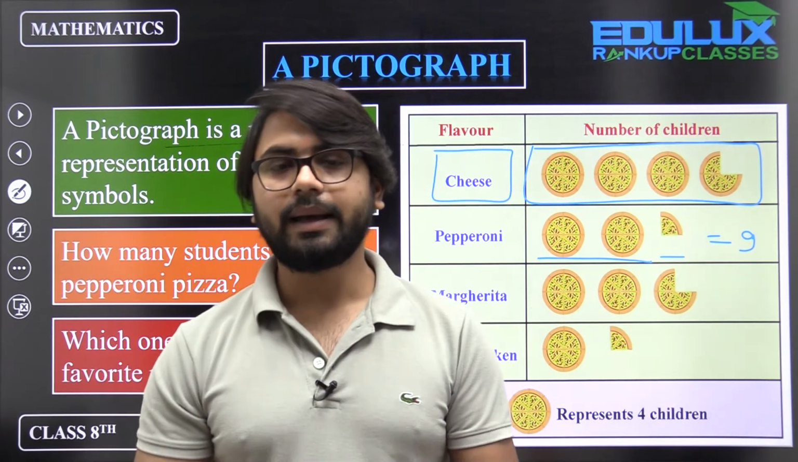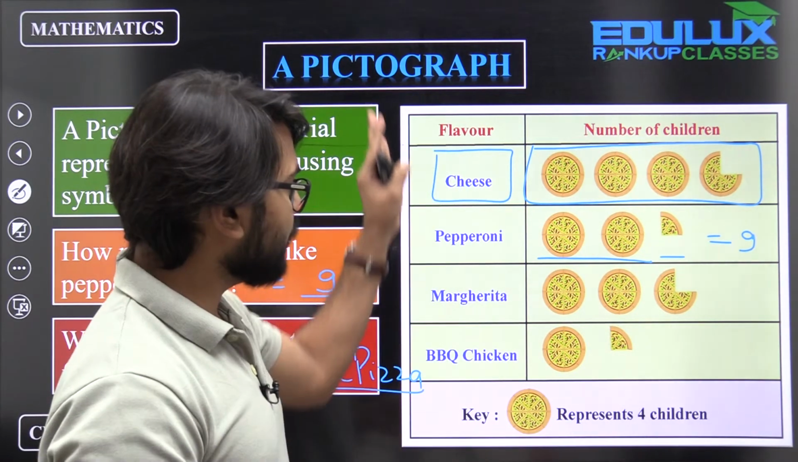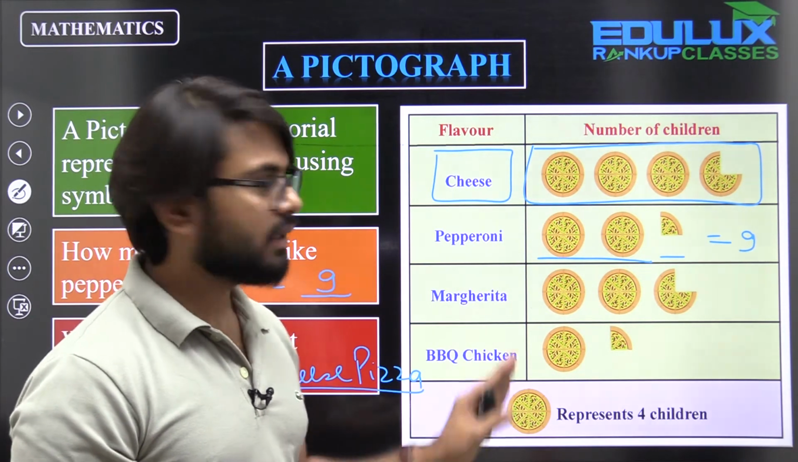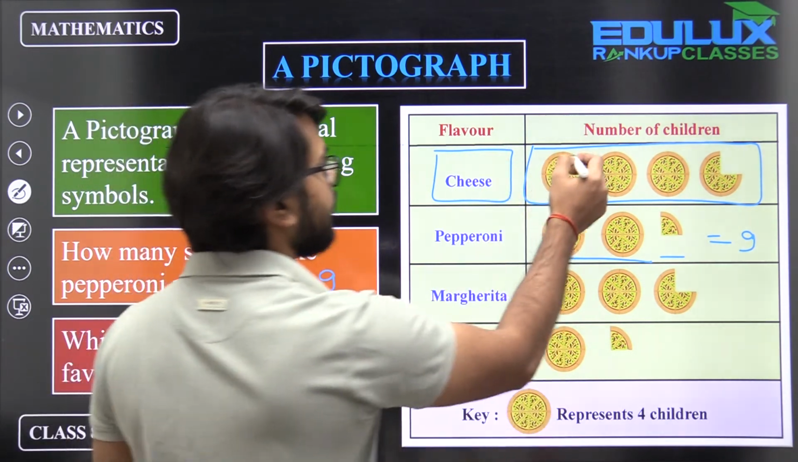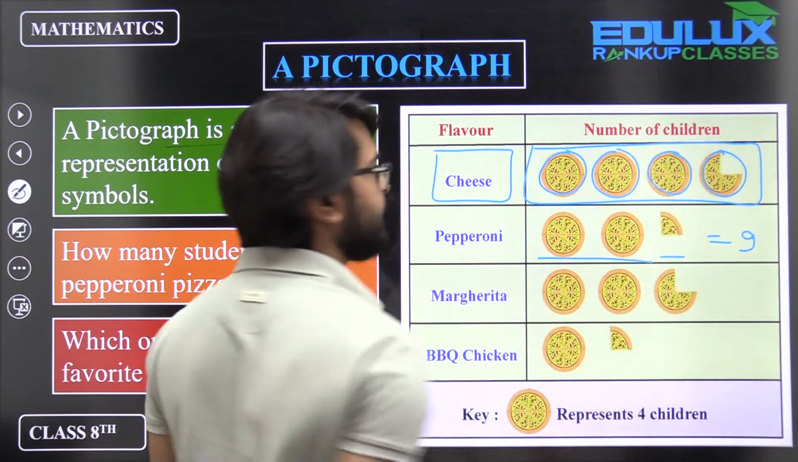A pictograph is a method to represent data. But you can see you have to draw a lot of information to make a pictograph. It requires the construction of these pizzas and a table, so it requires a lot of time.